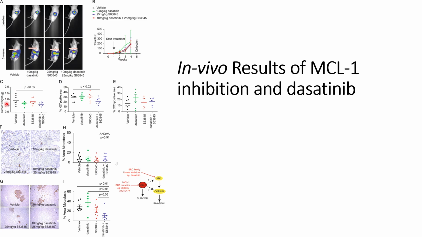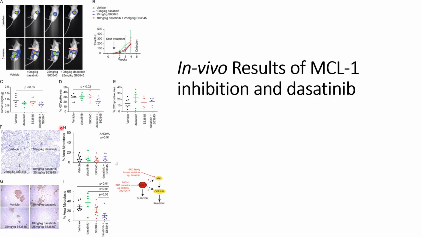However, when they checked the weight of the tumors, they were able to see that the weight of the tumors is low in the case where this dual treatment is used, that is, where Dasatinib and MCL-1 inhibition is used, compared to the control. And the same thing they observed for the proliferative marker Ki-67. The decrease is small, but it is statistically significant. And when they check this CC3 positive area, they do not see too much difference.